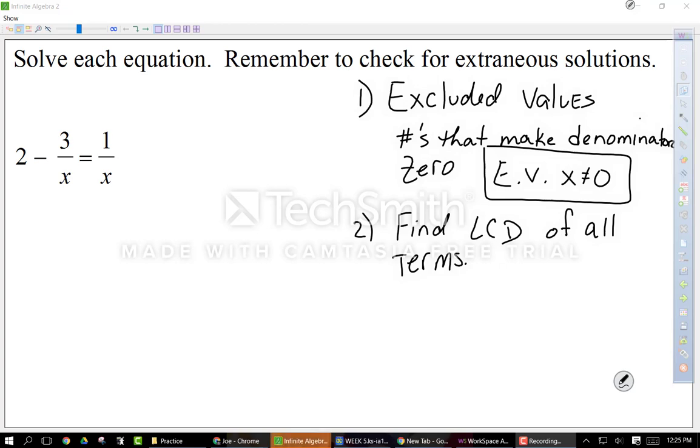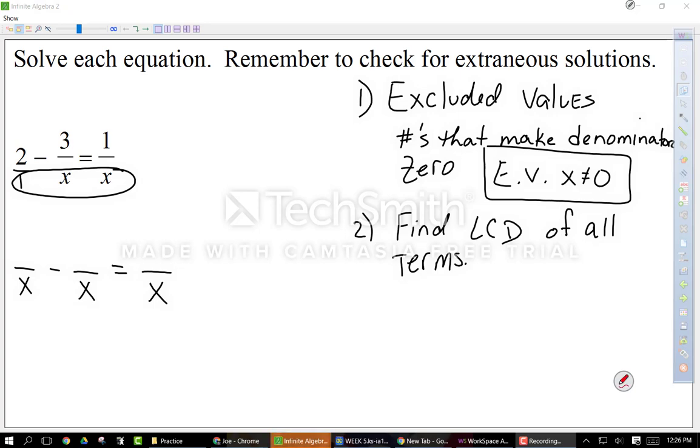Coming back to my original problem, 2 minus 3 over x equals 1 over x, this 2 is technically over 1. Underneath this equation, I am going to write the problem over again. If I look at my denominators, 1, x, and x, what is my common denominator? Hopefully we've done this numerous times, so we all realize that it's x.